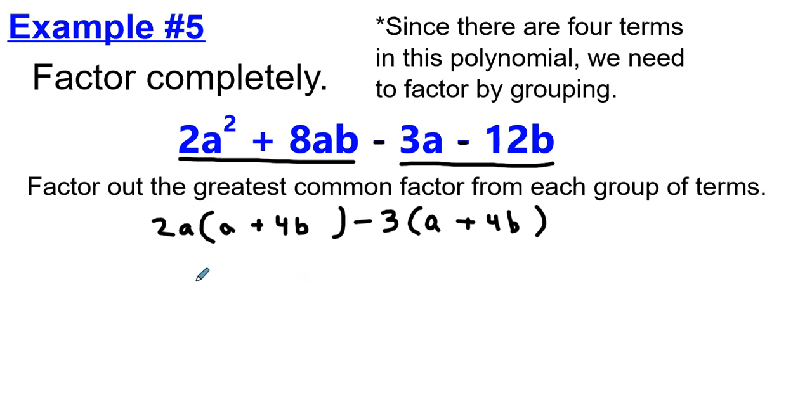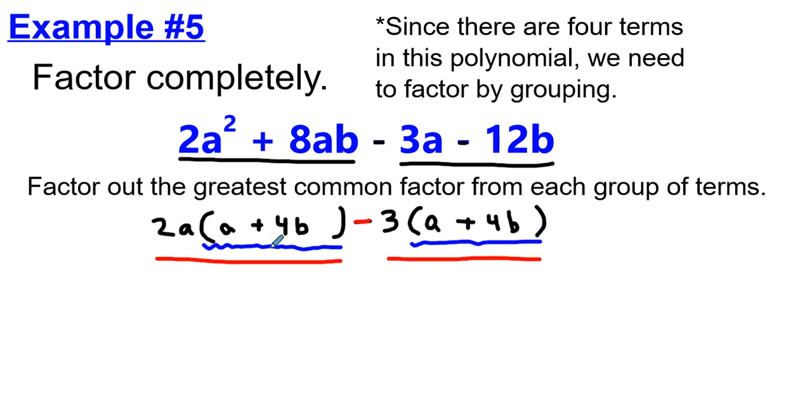All right, so I factored out the greatest common factor from each one of these groups of terms, and I made a new polynomial, a new expression. So on this one, you might notice there's actually an a plus 4b and an a plus 4b in both of these large terms. So remember, terms are separated by addition or subtraction. So this subtraction sign here is separating this large term and this large term, and they both have an a plus 4b in them. So I'm going to make a little note of that.